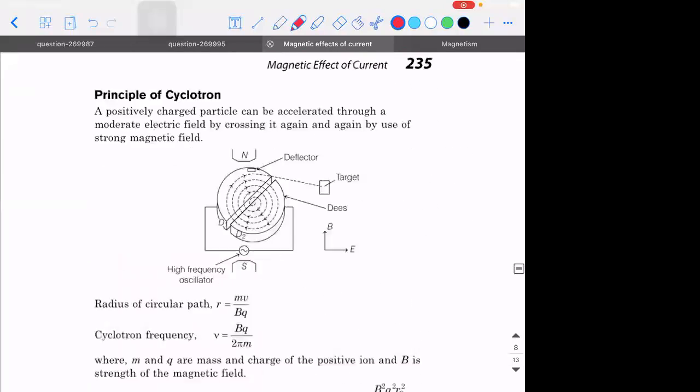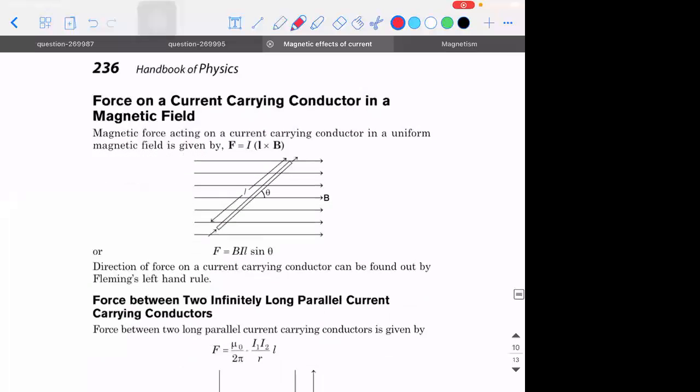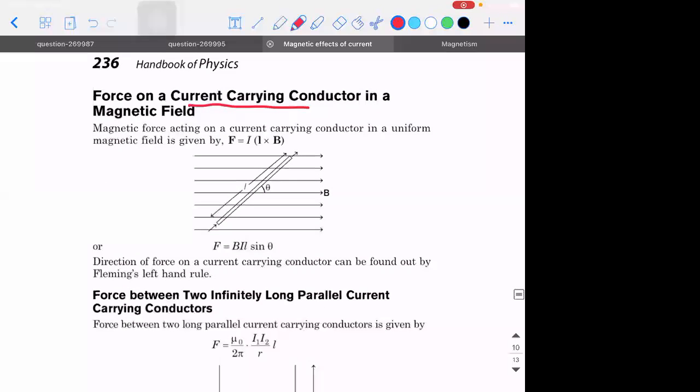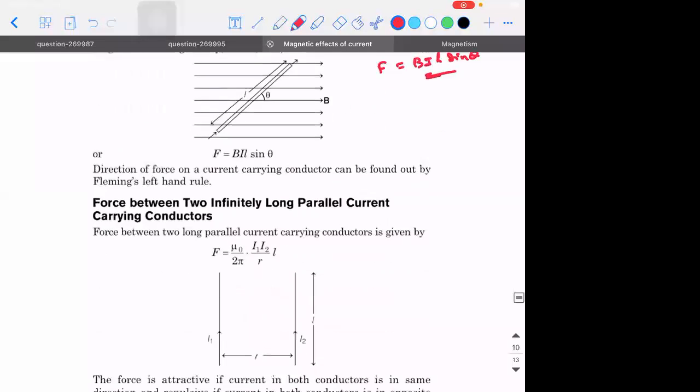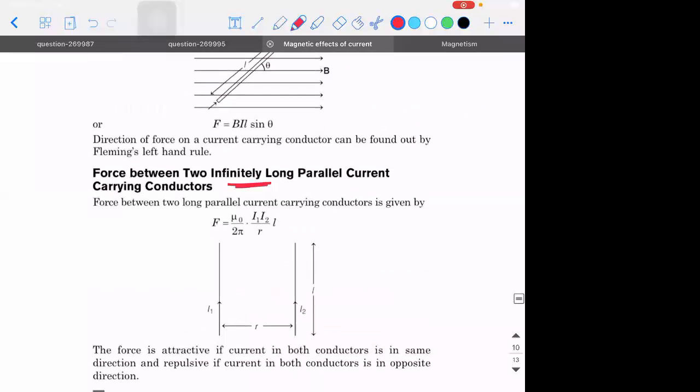So cyclotron is not there in your syllabus, so you need not worry about it. Next, force on a current carrying conductor in a magnetic field. When a current carrying conductor is placed in a magnetic field, it experiences a force given by the expression I into L vector cross B vector, or this can also be written as B I L sin theta. Similarly, for the force between two infinitely long parallel current carrying conductors, the force per unit length is given as mu naught I1 I2 divided by 2 pi d, where d stands for the distance of separation between them.